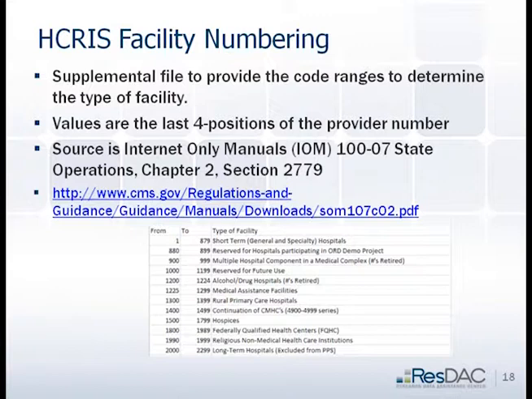So here you could see if the last 4 digits were within the range of 0001 to 0879, it's a short-term hospital. This is how you would identify different types of facilities. For example, if you see a cost report in the download that is within the range 2000 through 2299, you know it's a long-term care hospital.